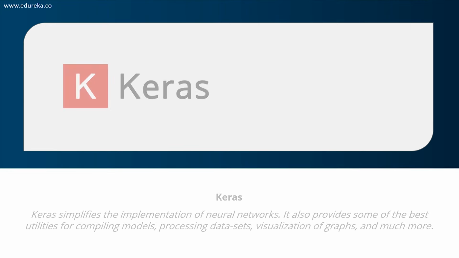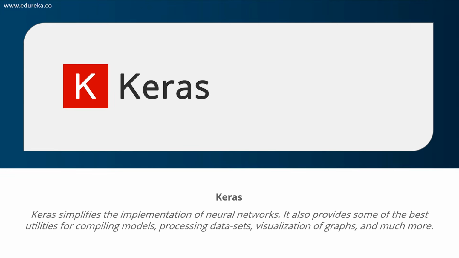Moving on, we have Keras. Now, Keras is considered to be the most popular Python package. It provides some of the best functionalities for compiling models, processing your data sets, and visualizing graphs. It is also popular in the implementation of neural networks, right? It is considered to be the simplest package with which you can implement neural networks. In fact, in our demo today for deep learning, we'll be implementing Keras in order to understand how neural networks work.